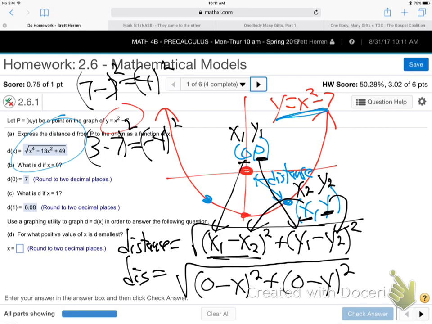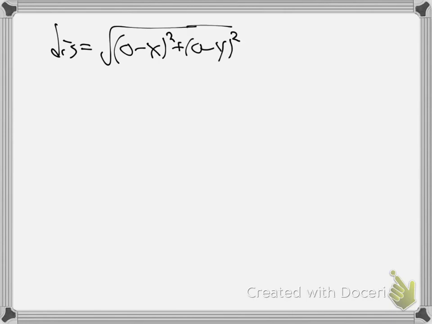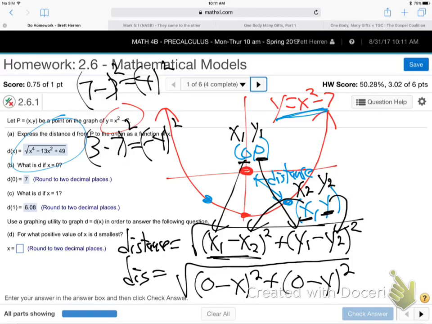All right, so let's move on. Let's keep going with this thing. Distance then. Distance equals, where were we? Square root of 0 minus x squared plus 0 minus y squared. So, let's clean that up. That's just going to be x squared plus y squared, right? Just negative x squared, negative y squared. Good so far? Now, we'll get back to the question.